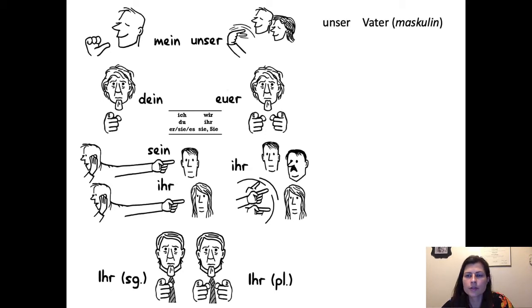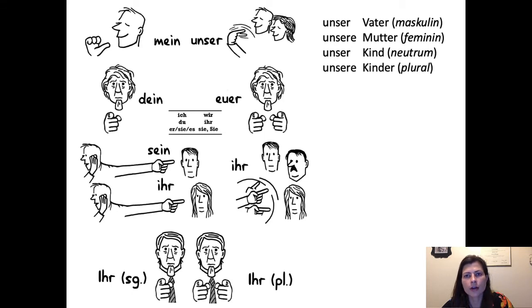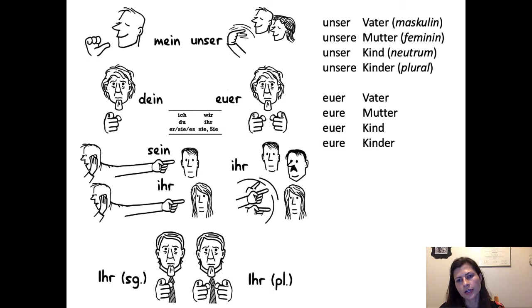And then unser Vater, unsere Mutter, unser Kind, unsere Kinder. Our father, our mother, our child, our children. And it's got the corresponding endings. And then euer Vater would be y'all's father. Eure Mutter would be y'all's mother. You do add the E, like we're always adding the E's, right? For the feminine and the plural. But when you do that on euer, the E in the middle disappears. It's far too many vowels for a German word. So eure, you add the E, but then the E in the middle disappears. Euer Kind is y'all's child. And then eure Kinder, y'all's children.